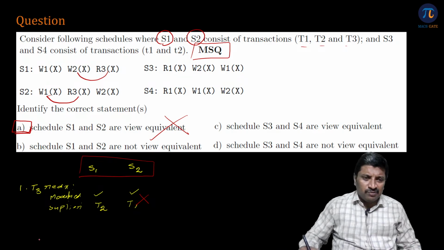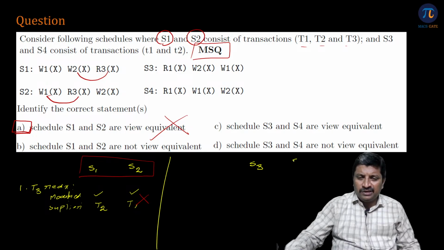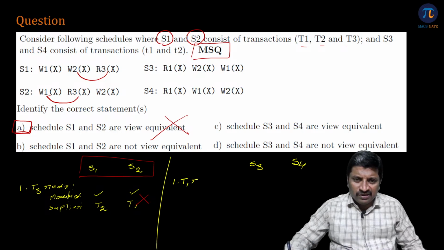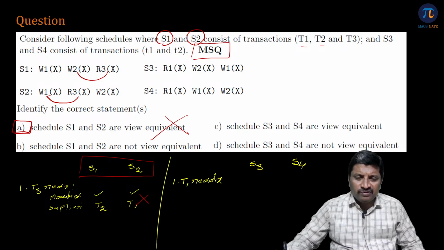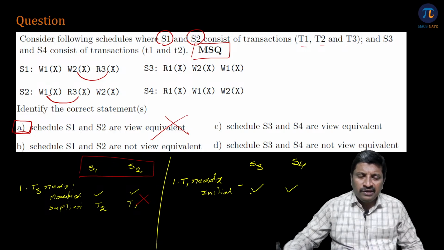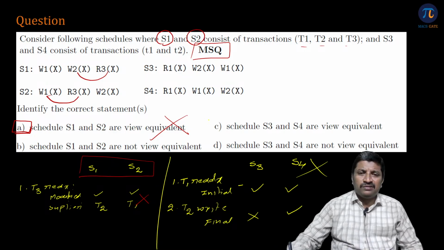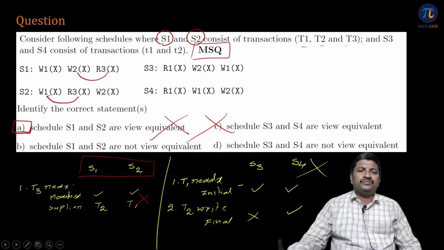Then they gave S3, S4. In S3, S4, who is reading? T1 reads X. Is it modified? No, it is the initial value. Any other reads? No. Then T2 writes. Is it the final write in S3? No. In S4, it is final. So they are also not equivalent, and S3, S4 are not equivalent. Hope you understood it.